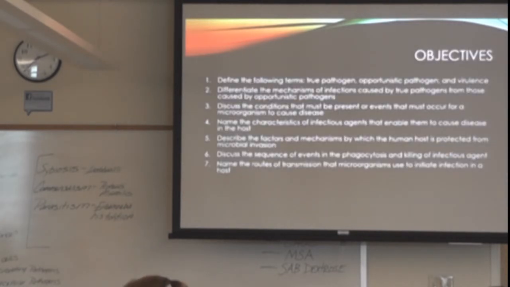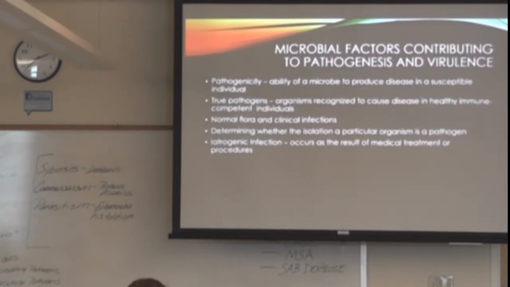Objectives, again, these are a little bit more in-depth this time. Basically, we're just going to talk about factors that contribute to pathogenesis and virulence, okay? So know the definitions for the first two, which are very easy. And basically, the big difference here is between an opportunistic pathogen and a true pathogen. Opportunistic, like I said before, basically waits for the host to be immunocompromised or something wrong with it. A true pathogen, it's not going to matter. It's going to be able to cause disease in anybody healthy, okay?